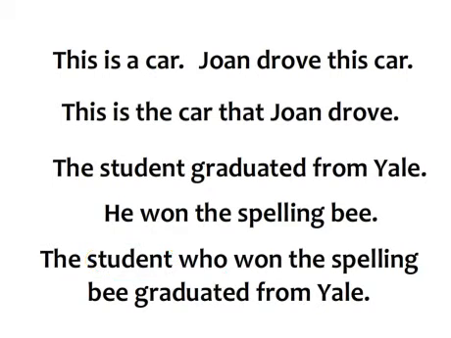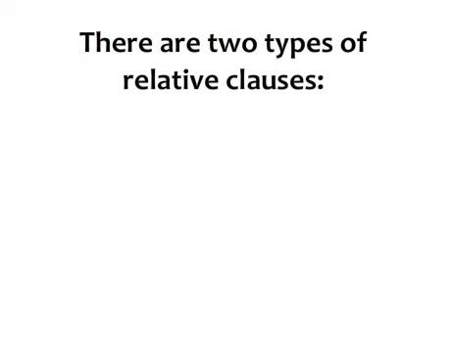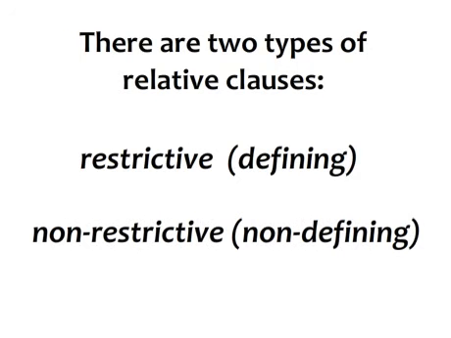Notice that in the first example, the word that is used because the car is a thing. In the second example, the word who is used because the student is a person. There are two types of relative clauses, restrictive and non-restrictive.